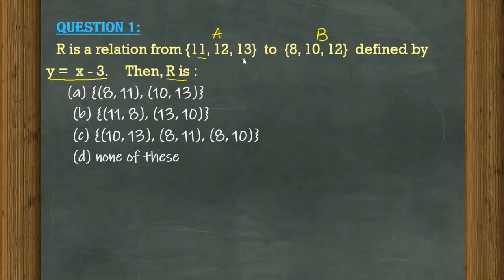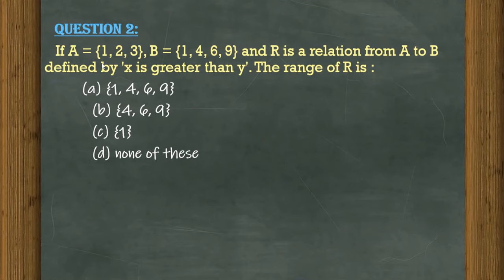Consider 11 and 13 and here 8 and 10. दो ही केस हो सकते हैं जहां पर y is equal to x minus 3 होगा. 8 is 11 minus 3 and 10 is 13 minus 3. 12 का किसी के साथ कोई रिलेशन नहीं है. So our relation will be 11 and 8 and 13 and 10. So the option is B.